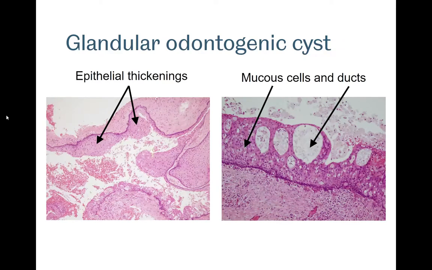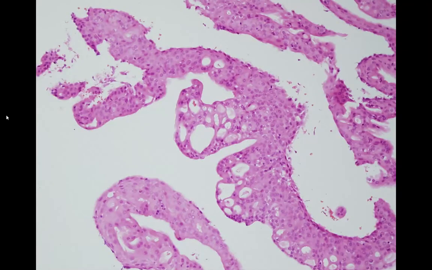These don't tend to be very common cysts, but when they do occur, they can be a problem because their recurrence rate can be really high. And here is another example of a glandular odontogenic cyst with these duct-like spaces within the lining epithelium.